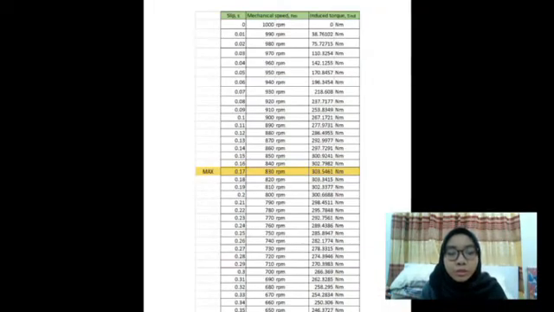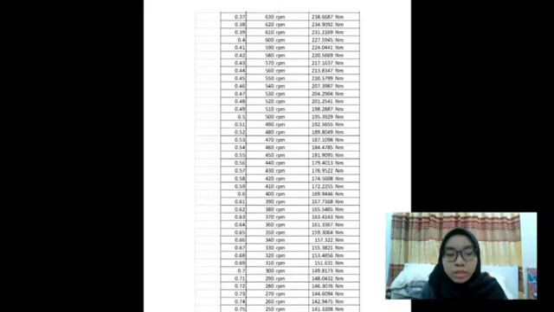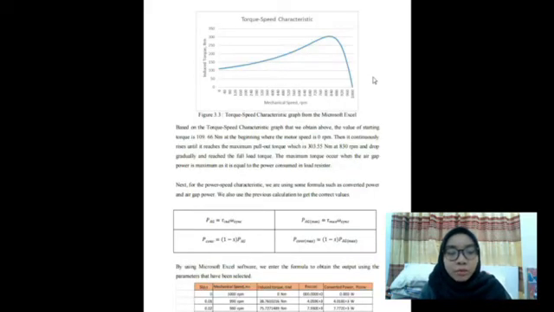So figure 3.2 shows the values of mechanical speed and induced torque from Microsoft Excel software. From the table, we create the graph of torque speed characteristics. Based on the torque speed characteristic graph that we obtained above, the value of starting torque is 109.66 Nm at the beginning, where the motor speed is 0 rpm.